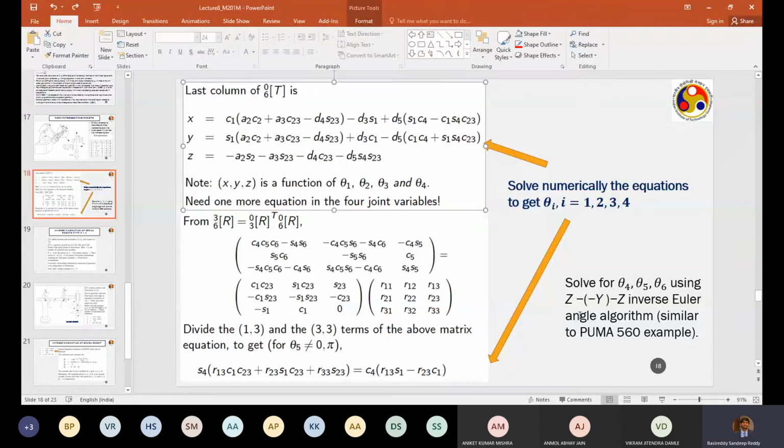And in this case also, somebody had asked this question, you can solve for theta 4, theta 5 and theta 6 using the ZYZ inverse Euler angle algorithm, which is similar to the Puma 560 case. I have not shown the calculation of theta 5 and theta 6 here, but it is indeed a bit similar to the inverse Euler angles. The same kind of thing you will get, ZYZ.